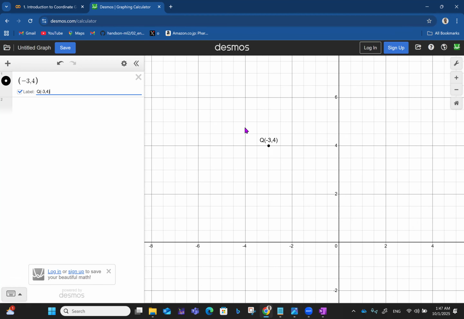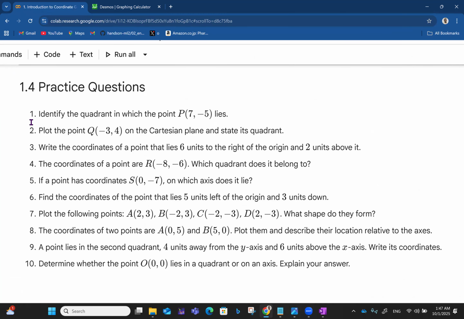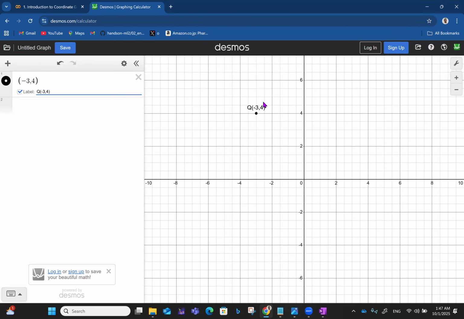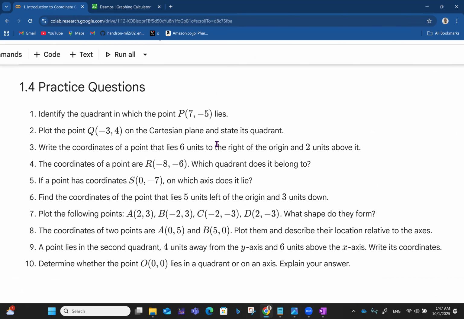Okay. Now, so you can try all the other ones. Write the coordinate. Of course, what coordinate is that? X is negative, Y is positive. That's second quadrant, sorry. Second quadrant. So you can try all these other ones out and see what happens, right? So with this, I come to the end of this introductory video on coordinate geometry.